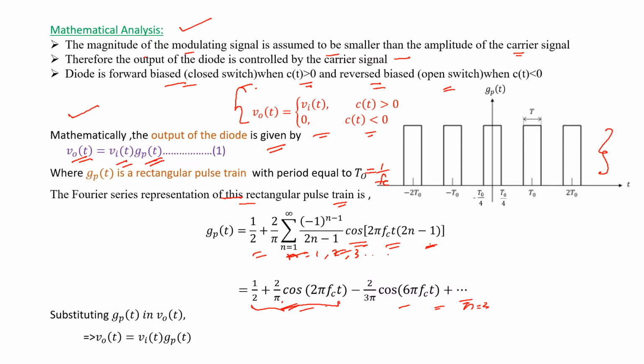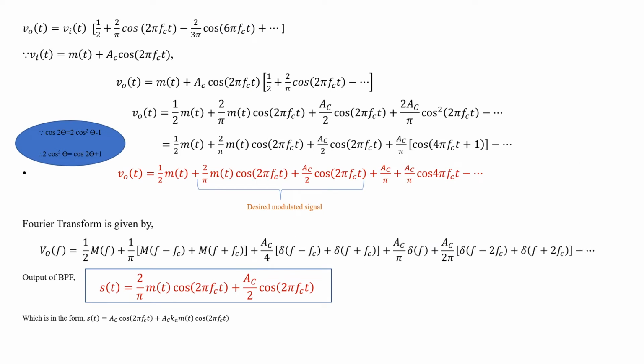Now you know the value of gp(t). If you substitute this gp(t) in your equation 1, instead of gp(t) you are going to substitute the value. Therefore, V0(t) = Vi(t) into gp(t). When you substitute the value, what will you get? V0(t) = Vi(t) into the expression for gp(t). But you already know Vi(t), the summer output, right? m(t) plus c(t).